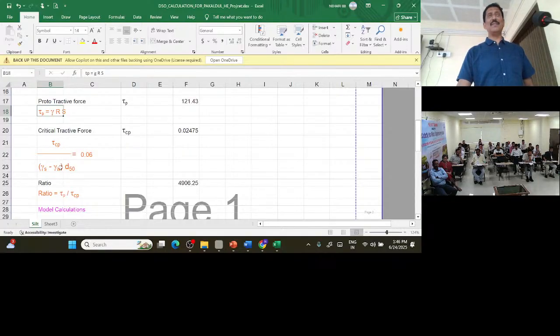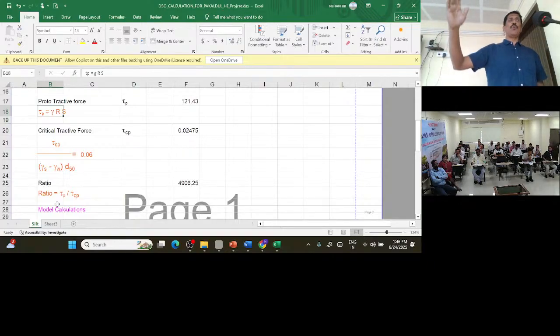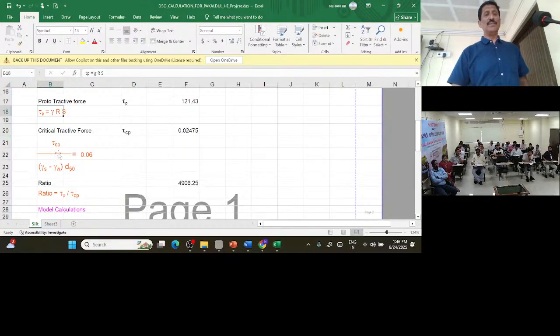As in the Shields curve that Raghuram sir was showing, the critical value we see is 0.06. Above 0.06 there will be movement. So 0.045 to 0.06 is the range where there is movement. In this case we have considered 0.06. We know the specific weight of the water and sediment, and the D50. Based on this we can compute the critical shear stress.